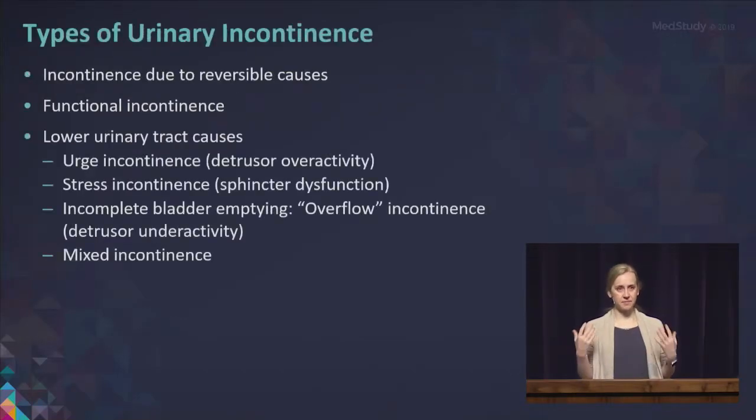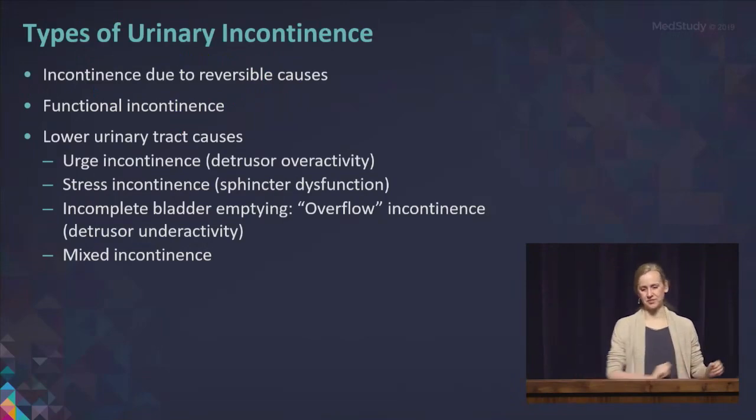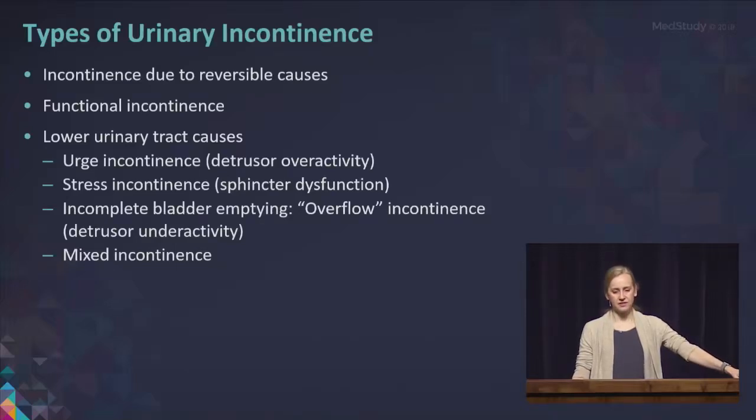So based on this mechanism, there are specific types of urinary incontinence, right? The first one is incontinence due to reversible causes. This is something like a diuretic or a urinary tract infection or a kidney stone or something like that. Then there's functional incontinence, which means you're incontinent just because you are unable to get to the bathroom or you don't have appropriate cortical function to be able to do it. And then finally, your lower urinary tract causes, right?